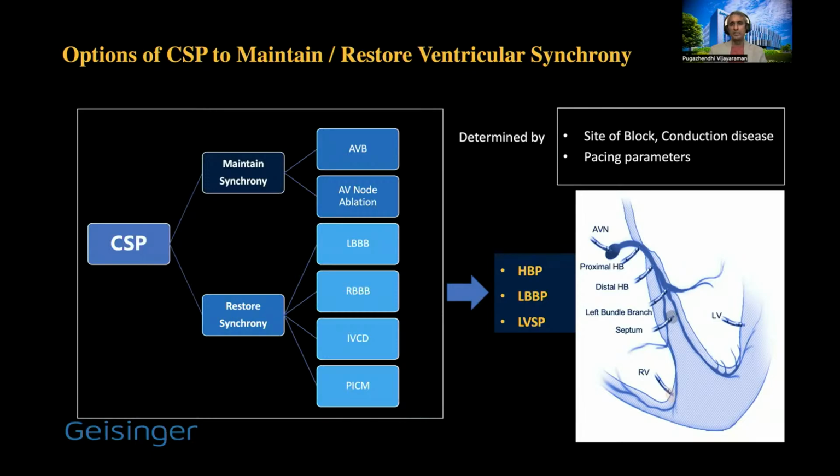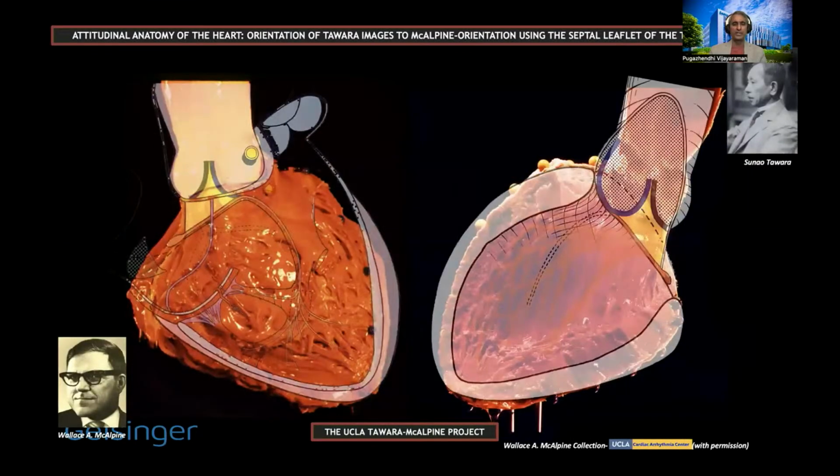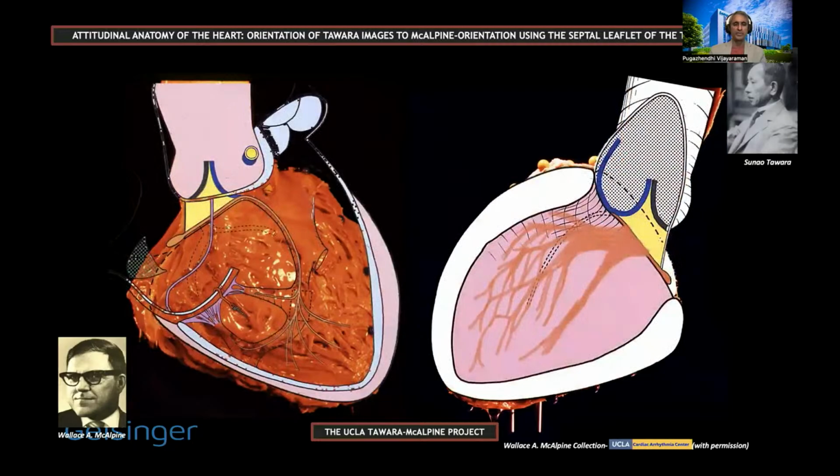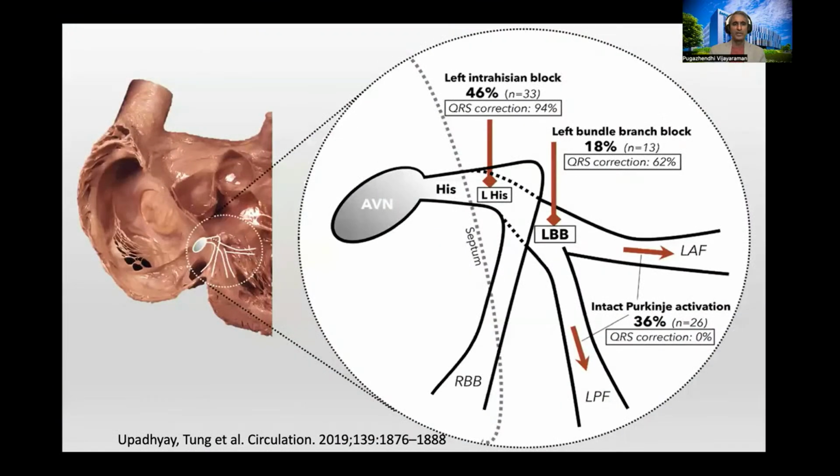And the type of pacing is determined predominantly by the site of block, conduction disease, and acceptable pacing parameters. So that has led to the utilization of His-Purkinje pacing and the new form of pacing called left bundle branch pacing, or LV septal pacing. Now, our understanding of the anatomy of the conduction system also has helped develop these new approaches with newer tools, and this has taught us how to target the proximal conduction system in the AV node versus the left bundle and His-Purkinje region.